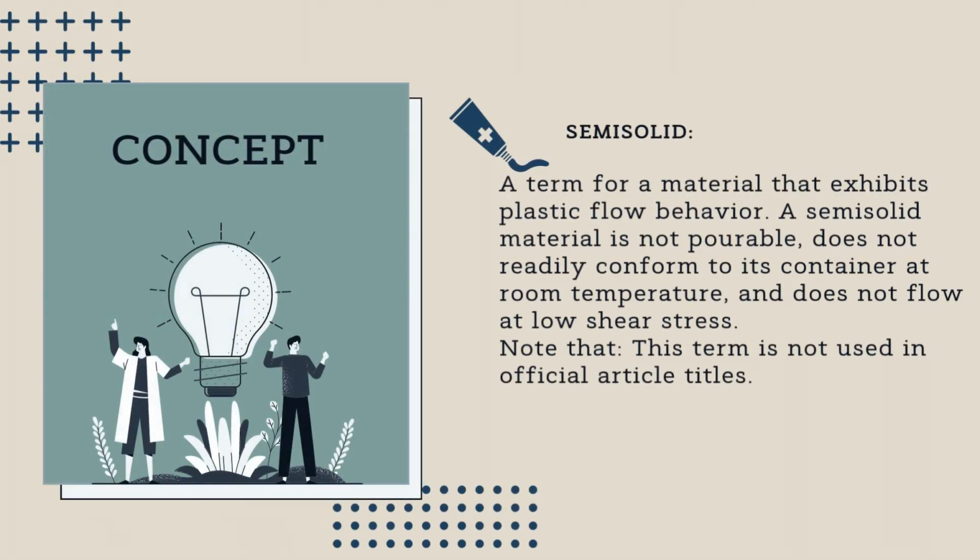To start, what is the term semi-solid? Semi-solid is a term used for materials that exhibit plastic-like flowability. A material that is not pourable, does not readily conform to its container at room temperature, and does not flow at low shear stress. The term shear stress is defined as the force applied parallel to the material, resulting in displacement of the material. Note that the term semi-solid is not used in official article titles, in case you decided to look it up.